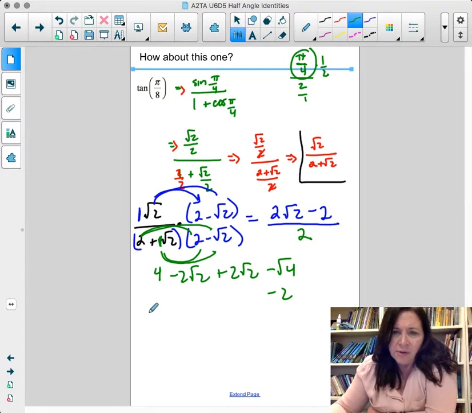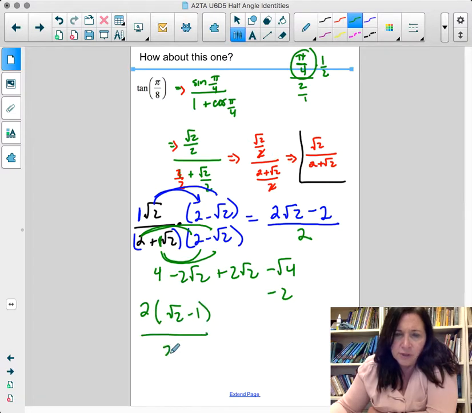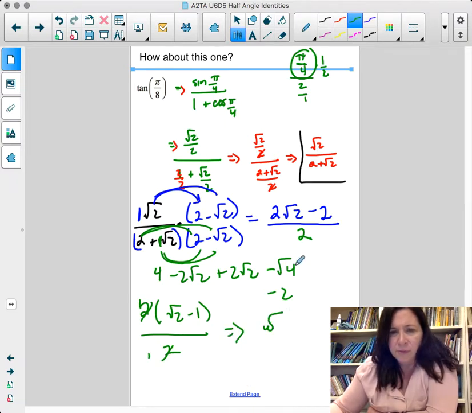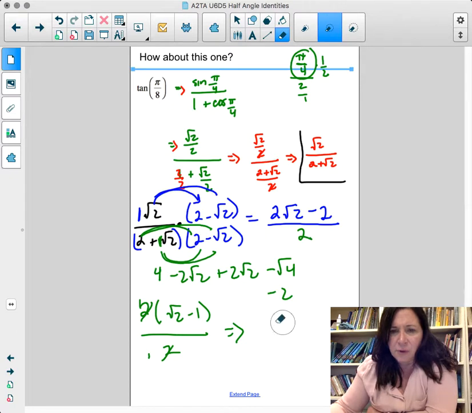So now what I'm going to do is factor out a 2. So I have 2 times root 2 minus 1 over 2. 2's are going to cancel and make 1. So my final answer is the square root of 2 minus 1.